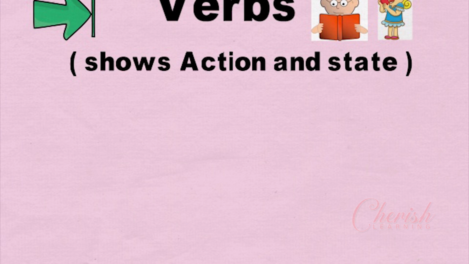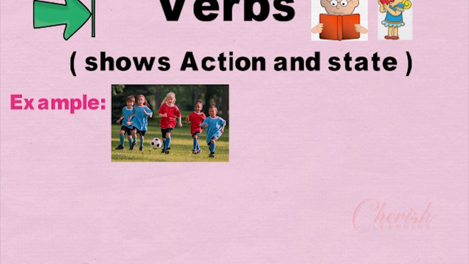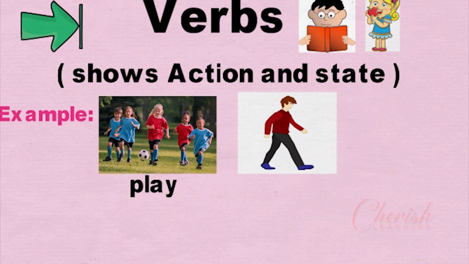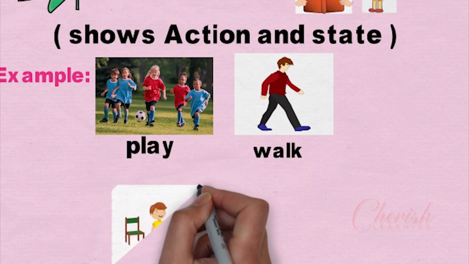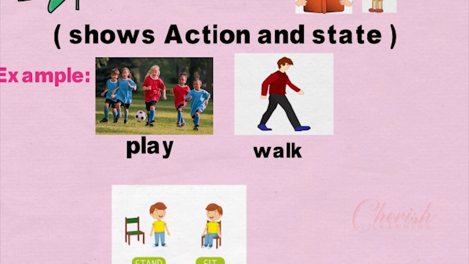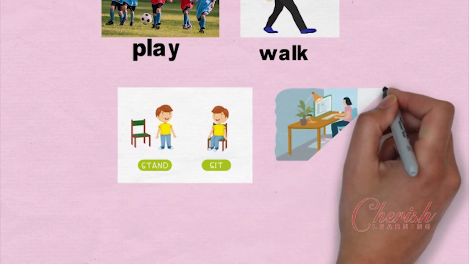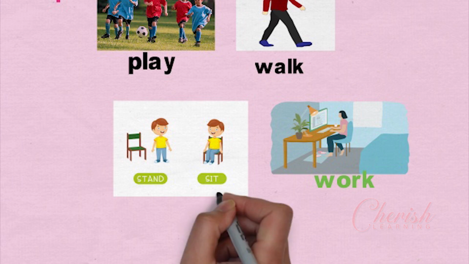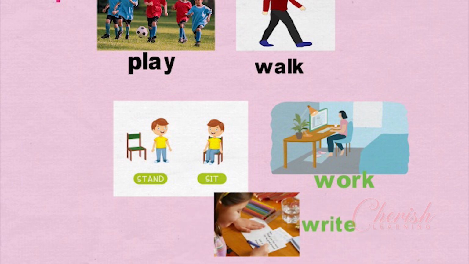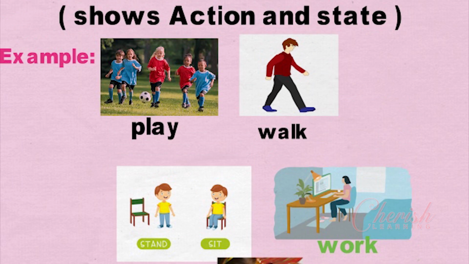Okay, now example, play, खेलना, again action. Walk, चलना, action. Stand and sit, खड़े होना, बैठना, again it is action. Work, काम करना. Write, लिखना. So all these are actions.